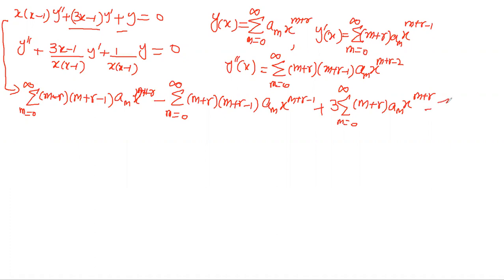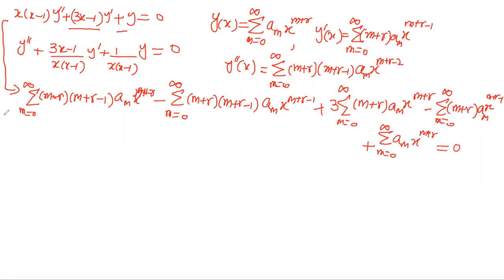So minus the sum from m equals 0 to infinity of (m plus r) a_m x to the power m plus r minus 1, and the last term is plus y. So plus y is simply this term: the sum from m equals 0 to infinity of a_m x to the power m plus r.